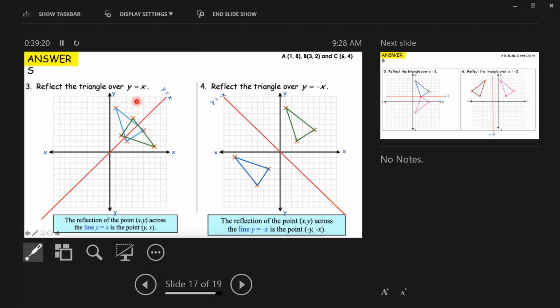So how many spaces away from our mirror line is that point? Okay, so let's go 1, 2, 3, 4, 5, 6, 7. Right, guys? And so to get the image, you have to go on the other side of the mirror line. So you would go this way. So 1, 2, 3, 4, 5, 6, 7. And you see how they got the answer?